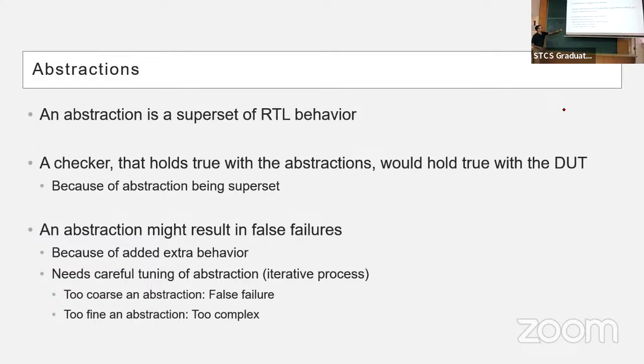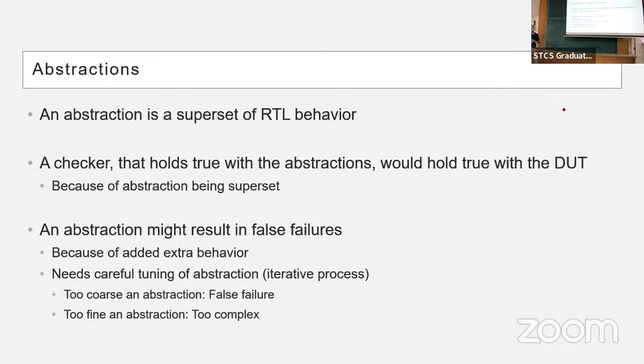So the third method is abstractions, where we put some additional behavior into the design and prove the checkers with that. What we do is that there is some design component, and instead of that, we put an abstraction there and then run those checkers.